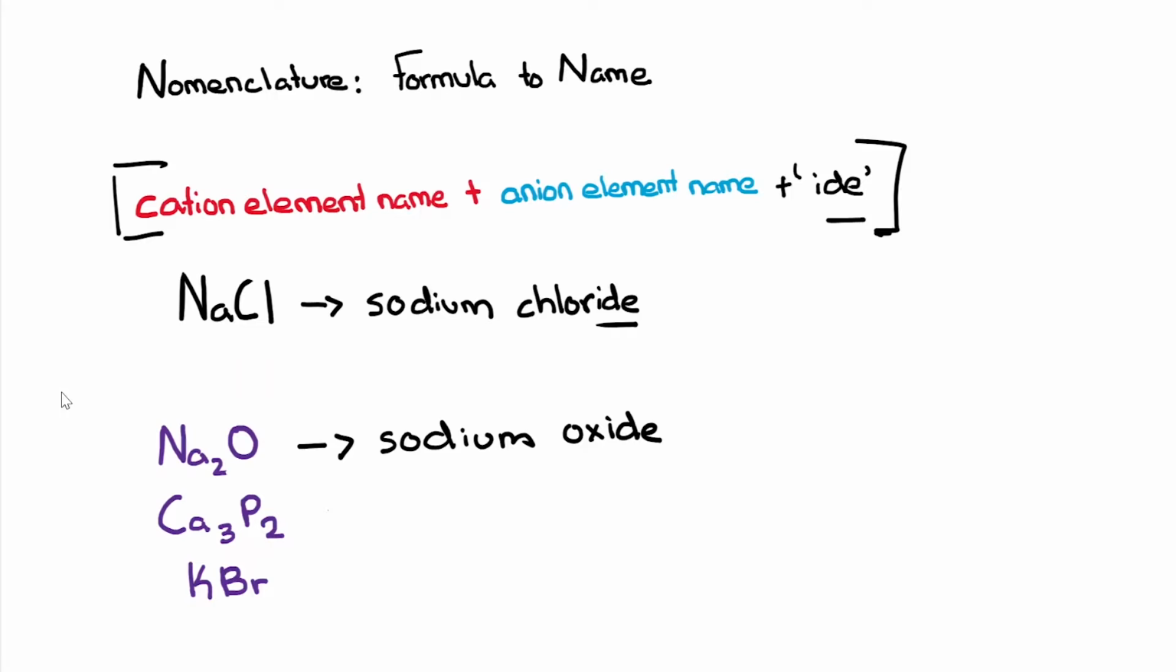Next one. This one looks a bit more scary just from the numbers, but it's very straightforward. You see Ca, that's calcium. So just write it normally, calcium. Nice and easy. That's the cation element name. And then you want to write the anion element name. The P stands for phosphorus, but remember you have to have an IDE ending. It's not phosphoride, it's going to be phosphide.